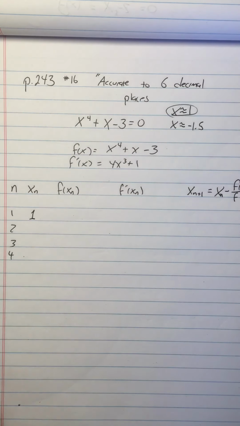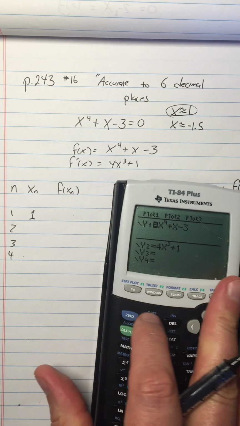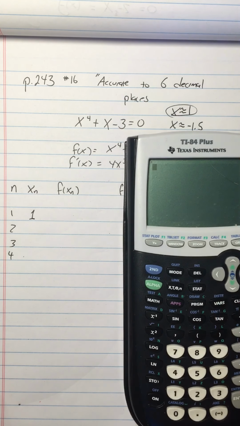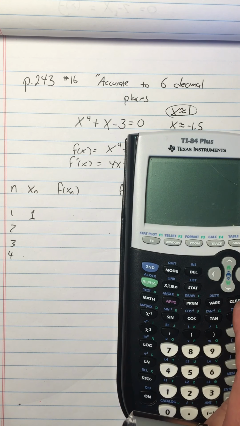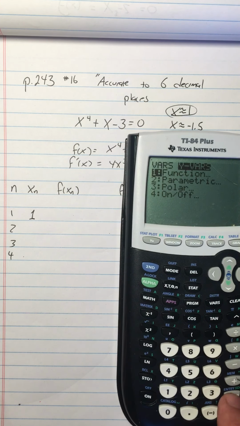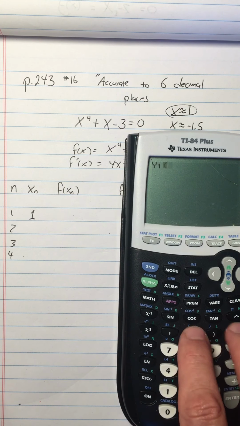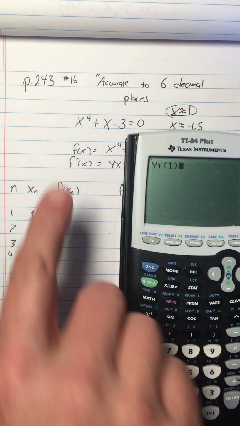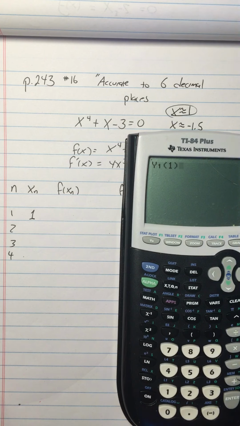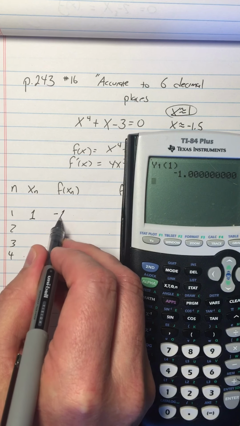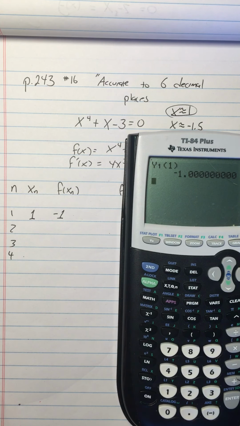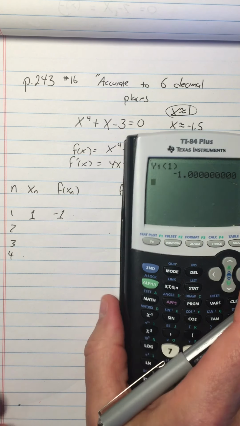All right. Now I could work out f of x sub n pretty easily, but just to show you how we can take advantage of our calculator, to get f of x sub n, I'm just going to go vars, y vars, function y1 of 1. I mean, I could work that out pretty easily. It's negative 1, right? But just to show that you can do that. Yeah, it's negative 1. How about that? I did something funny with the decimals that I'll need to show you later.